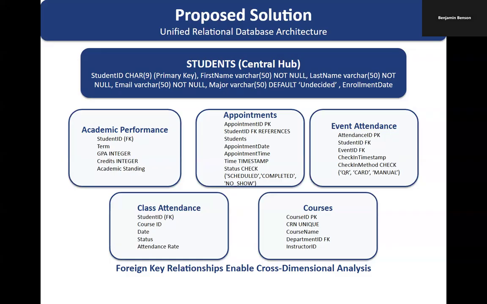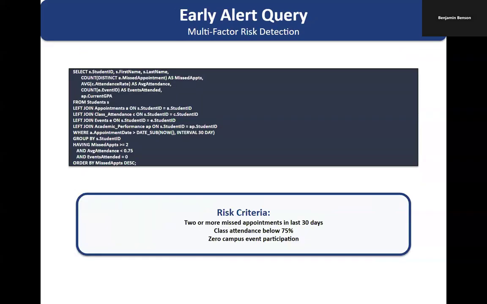But because of the foreign keys, this does enable cross-dimensional analysis, so we can really drill down into different things if necessary. But because the early alert is the focus and how the relational database would help that, I wanted to focus on what a query might look like. So in this case, we're pulling the student ID, the first name and last name. We're pulling the distinct number of missed appointments as missed appointments. We're getting the average attendance rate of the student for each class. We're getting the count of events that they have been to by counting the different event IDs.